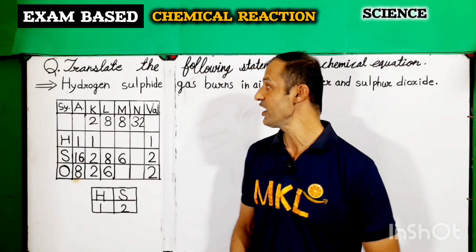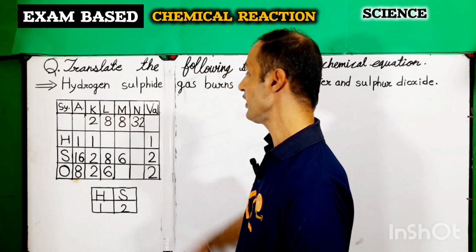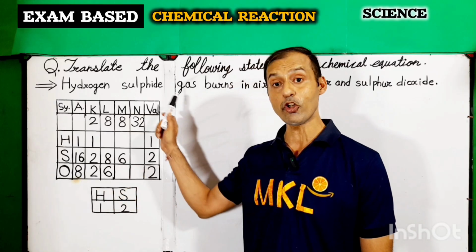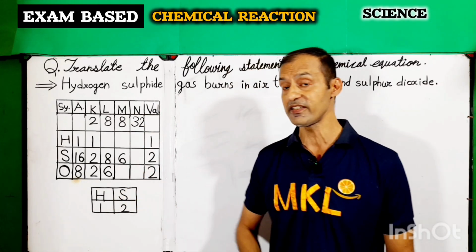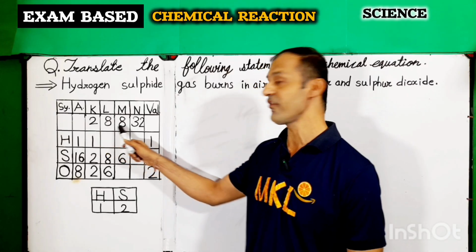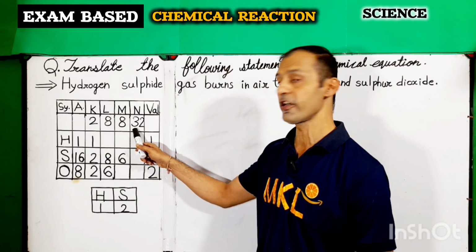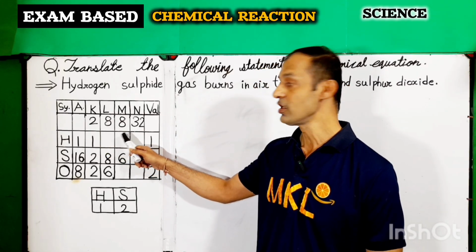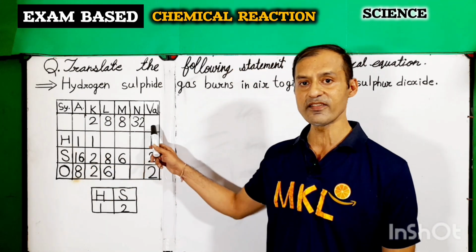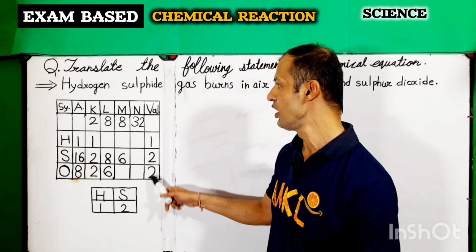Okay, so here we see hydrogen sulfide, and I also made a table. This is the atomic table, the electronic configurations table. It would be much easier for you, students. As you know, the conditions to fill the valence shell are 2, 8, 8 and 32. This is the limit. Here we see hydrogen, sulfur and oxygen, and their valencies are written as 1, 2 and 2.